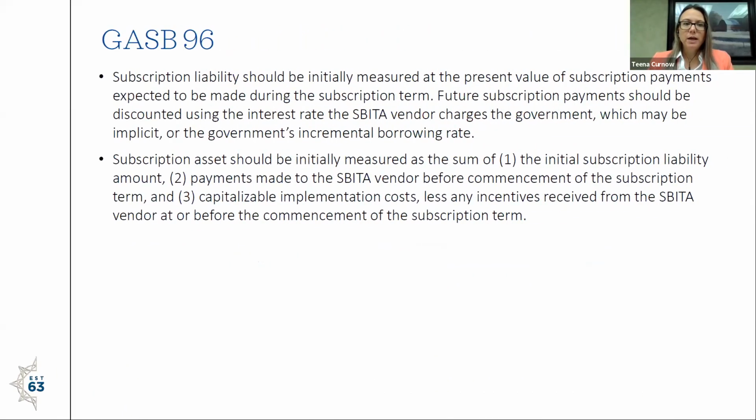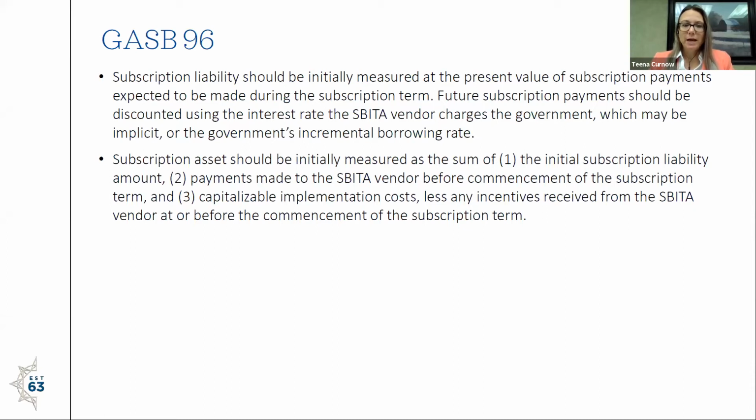The subscription liability should be initially measured at the present value of subscription payments expected to be made during the subscription term. Future subscription payments should be discounted using the interest rate the IT arrangement vendor charges the government, which may be implicit, or the government's incremental borrowing rate.